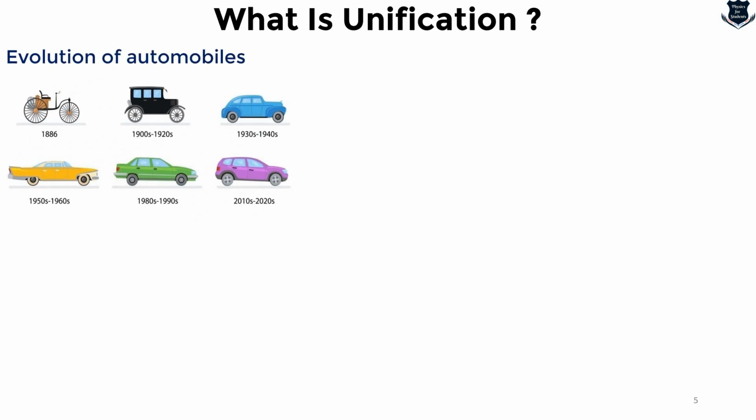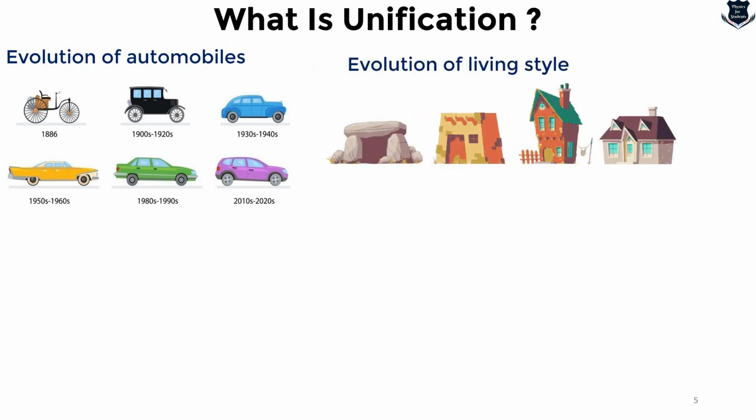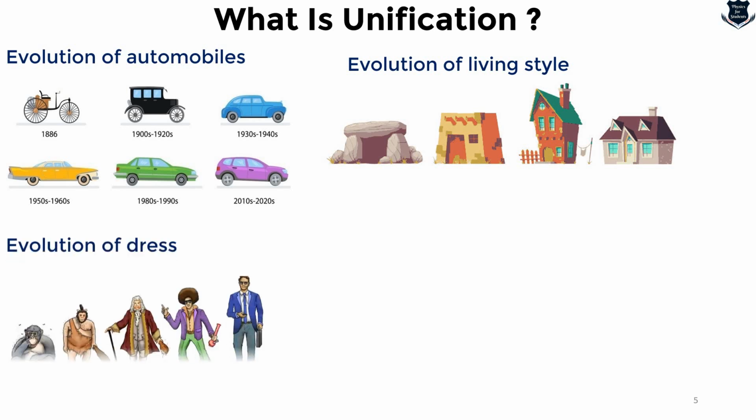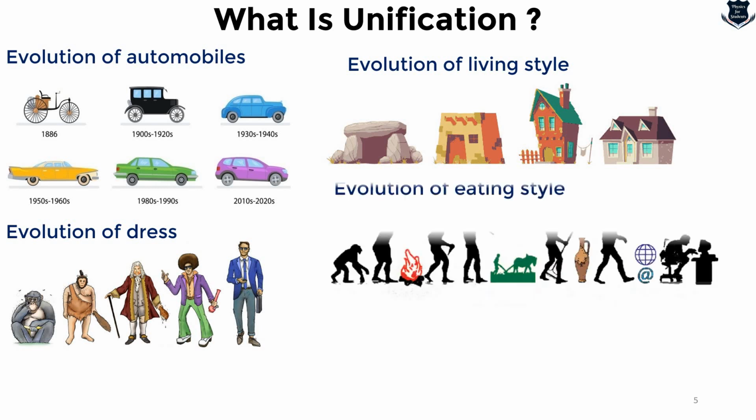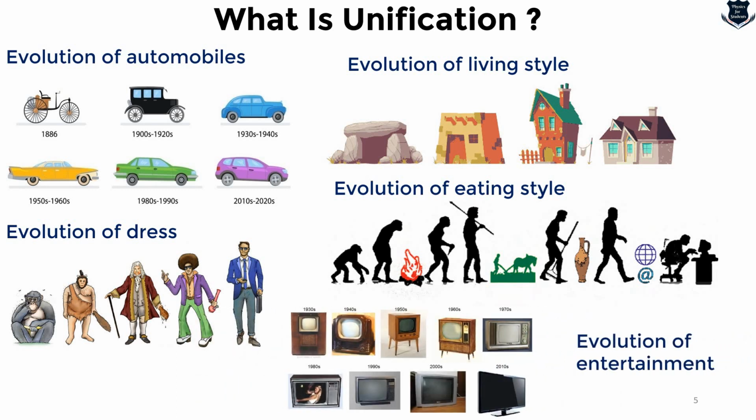So as you see, the evolution happened with different things in physics and science growing. The evolution of automobiles starting from 1886, and now you can see how the shapes and structures of automobiles changed. The evolution of living style from the caveman changed, and now we are living in big apartments. The evolution of dress, as you can see on the screen, also evolved, and so did the evolution of eating style. Earlier cavemen were eating food while just burning it, and then they were ploughing, and now we are eating sitting on a table and a chair. And the evolution of human entertainment, you can see from the 1930s how televisions evolved and became all-purpose, meaning now we have smart TVs and everything.